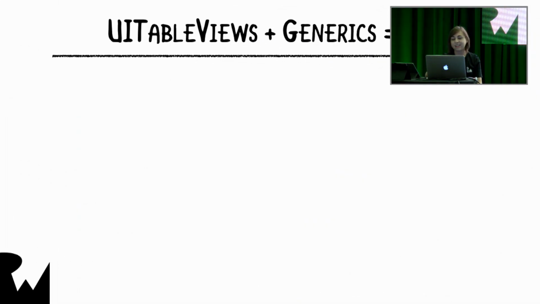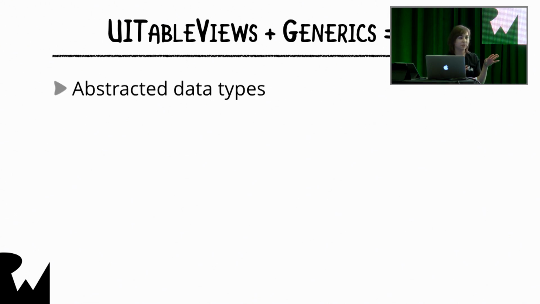So how can we do that? Well, first, I'm going to give you a super quick primer on generics for those of you who haven't used them before or you've just gotten a little rusty. So generic programming is a way for you to write code that completely abstracts the data type.